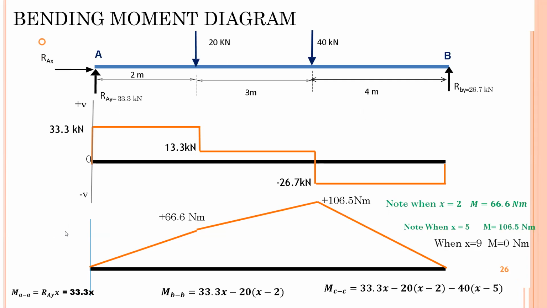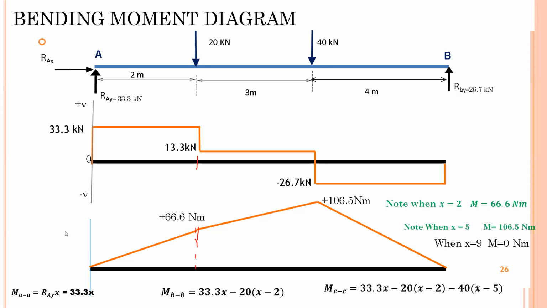So up to this point was 2. When it is 2, it reaches the maximum of 66.6 Newton meter, right up here. You normally have the beam here, and you normally draw it in this order. You draw the beam first, then you draw the shear force, and you do the bending moment below it. It helps you keep track so you can see where your weights are.